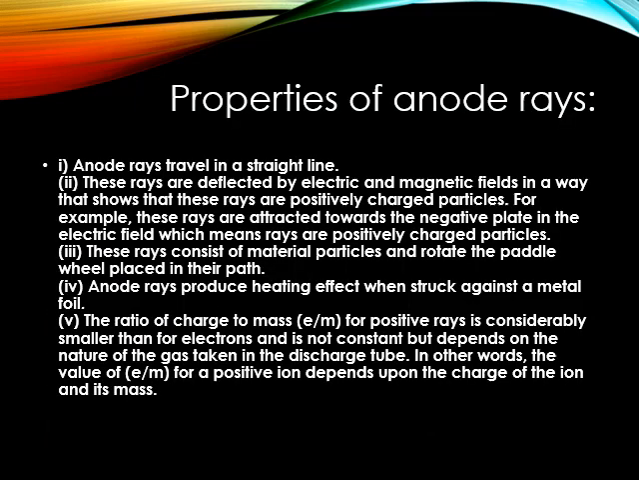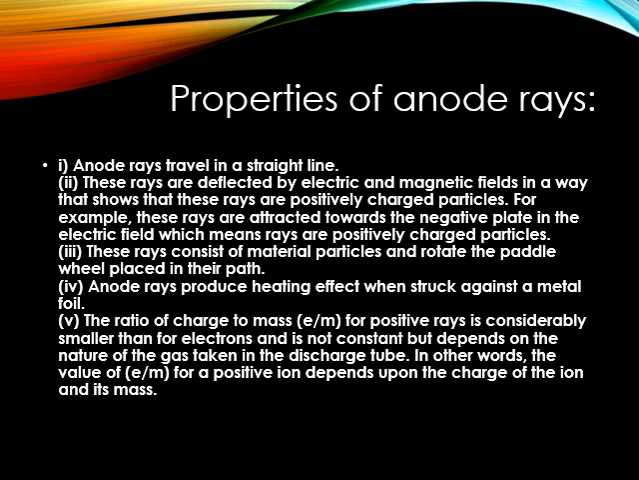Now these are the properties of anode rays. They are called anode rays as they move away from the anode. They are not produced from the anode, but from the gas particles. But as the anode is holding positive charge, these particles will also hold positive charge, so they will move towards the perforated cathode. Now what are the properties?